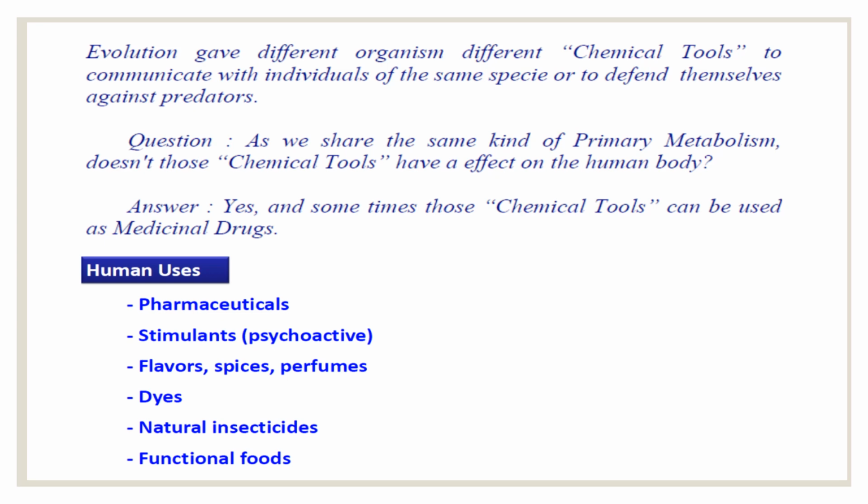Have a look at the question. As we share the same kind of primary metabolism, don't those chemical tools have an effect on the human body? Yeah, definitely the answer is yes, because sometimes those chemical tools can be used for human beings, especially as medicinal drugs. For example, in different pharmaceutical industries, psychoactive drugs or stimulants, the flavoring industry, spice industry, perfume industry, dye industry, natural insecticides, and functional foods can use secondary metabolites. So they have a direct effect on the survival of human beings.